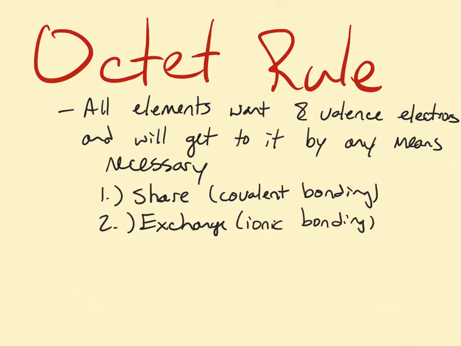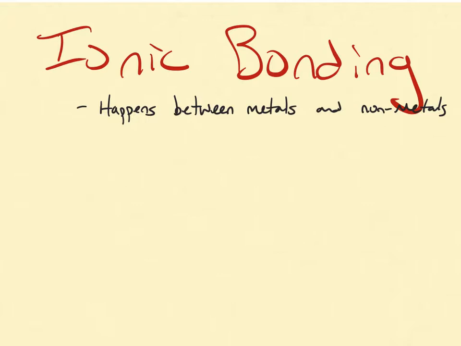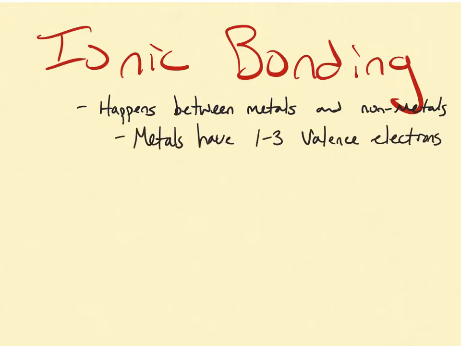Let's talk about ionic bonding first. The first thing you need to know about ionic bonding is that it typically happens between metals and nonmetals. Metals tend to come with low numbers of valence electrons. Anywhere from 1 to 3 is usually the case. And nonmetals have high numbers of valence electrons in their highest energy level, typically between 5 and 8.